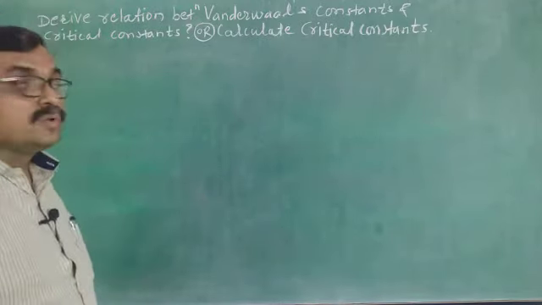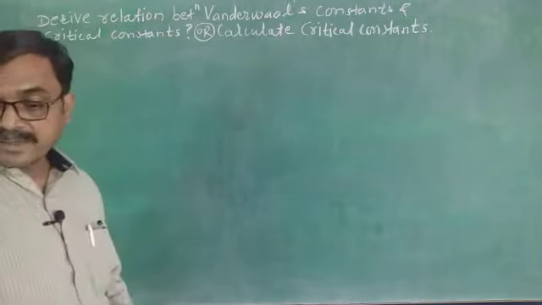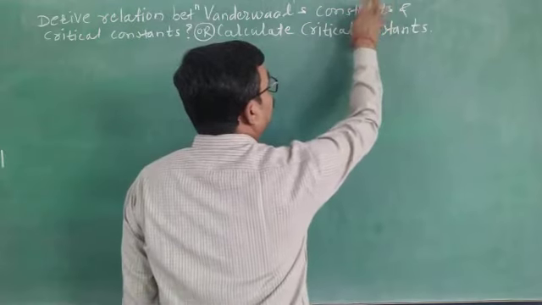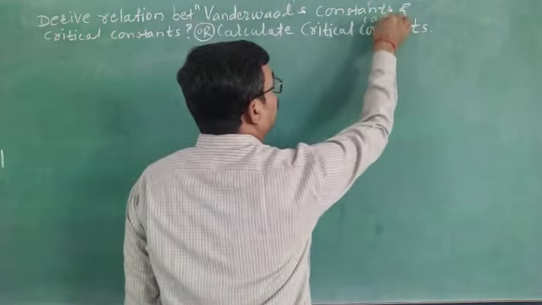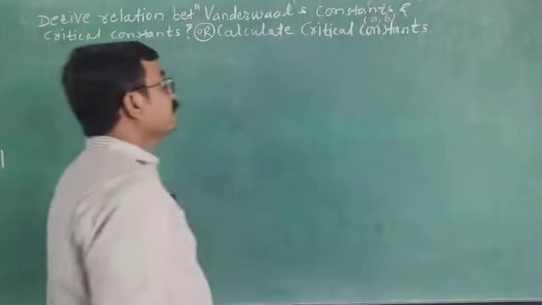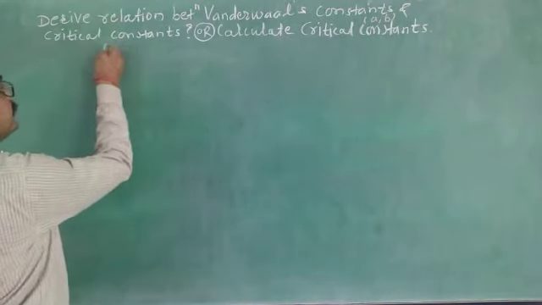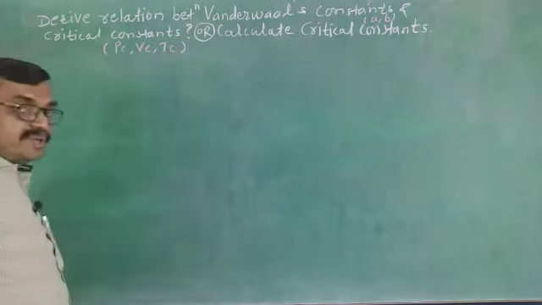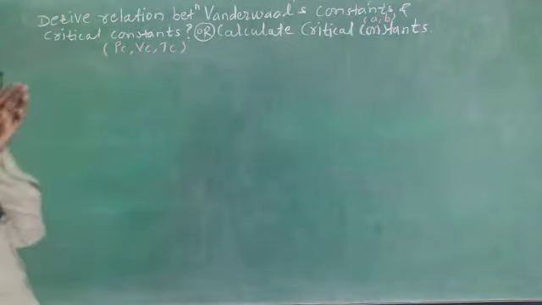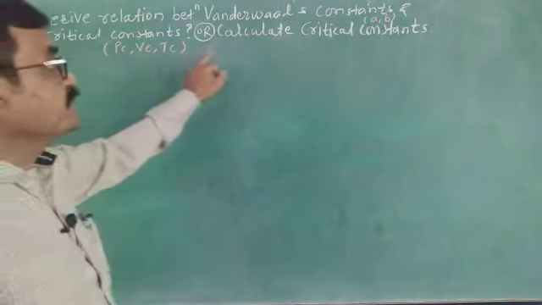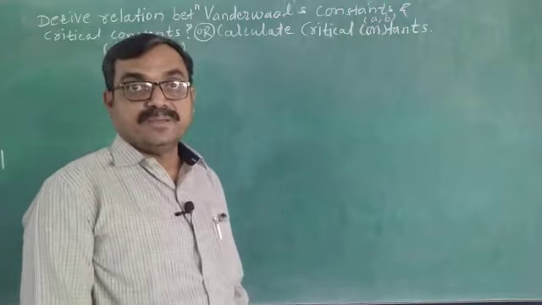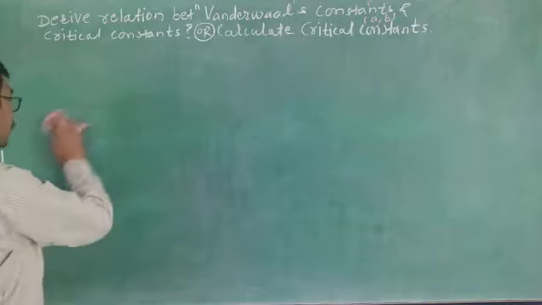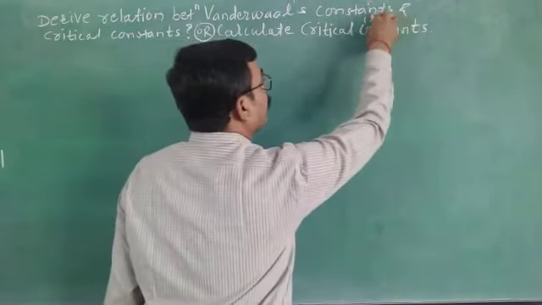Actually, you know, van der Waals constants are a and b. Which are van der Waals constants? Van der Waals constants means small a and small b, and critical constants mean PC, VC and TC. Actually, you have to derive the relationship between PC, VC, TC and small a and small b. Now see how this relation is derived.